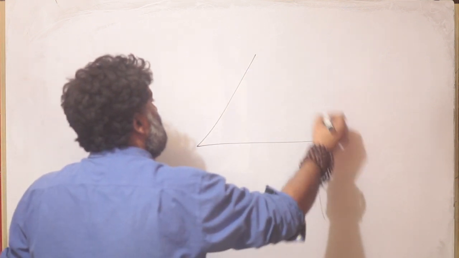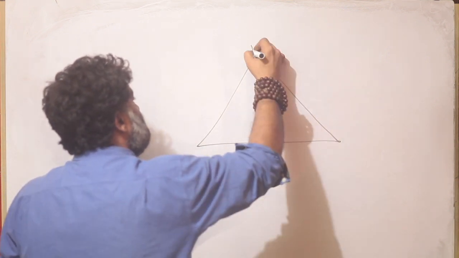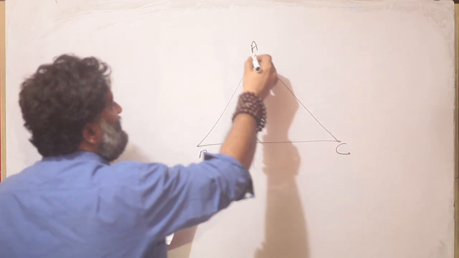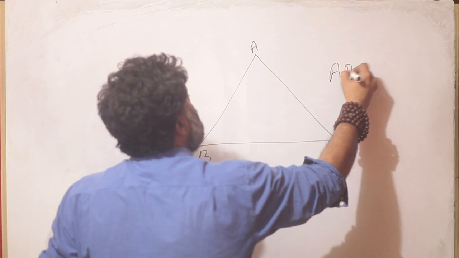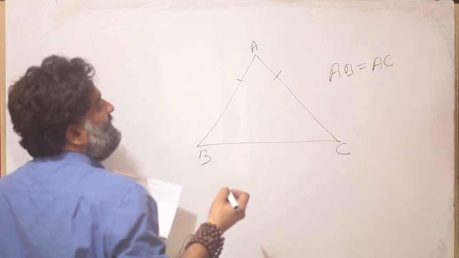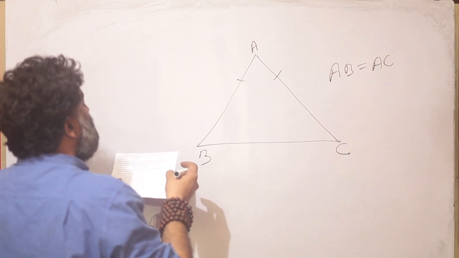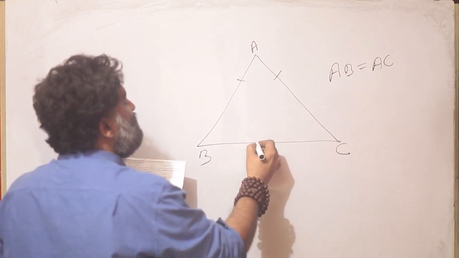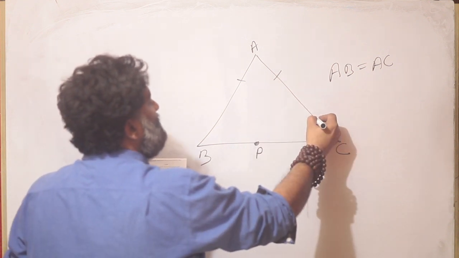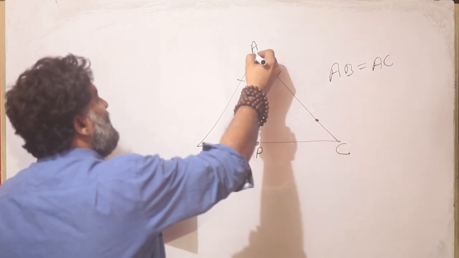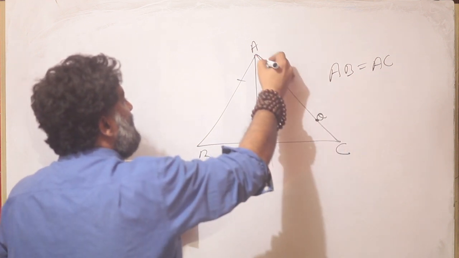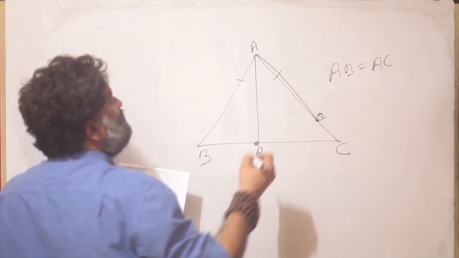There is a triangle ABC, and it is an isosceles triangle with AB equal to AC. So this side is equal to this side. Furthermore, point P is on BC somewhere, and point Q is on AC, such that PA is equal to AQ.